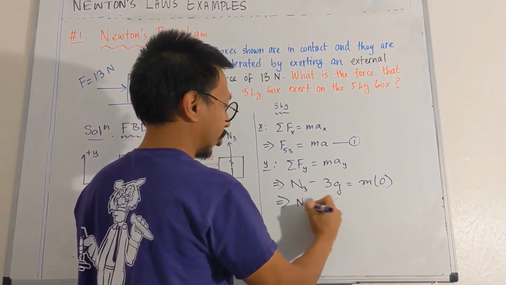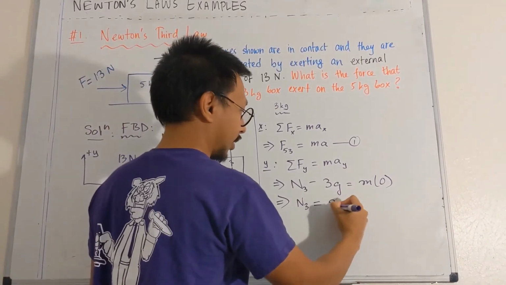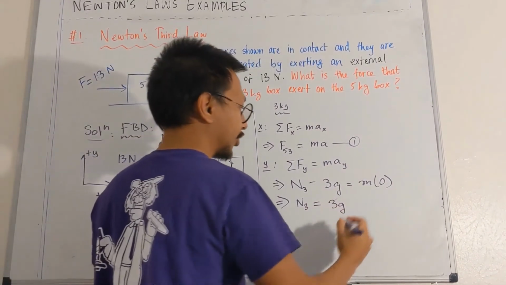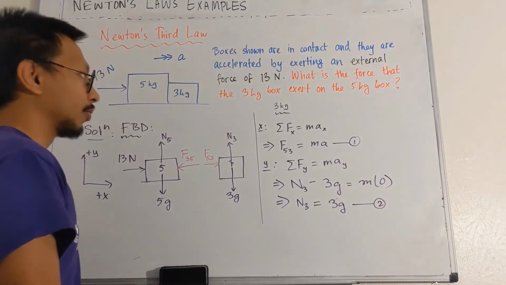So N3, the normal reaction force on the 3 kilogram box, is nothing but the weight of the 3 kilogram box, 3 times g, or 3 times 9.8. Let's call this our equation 2.